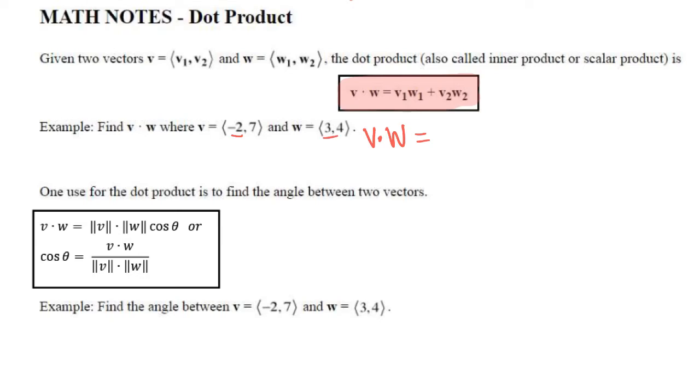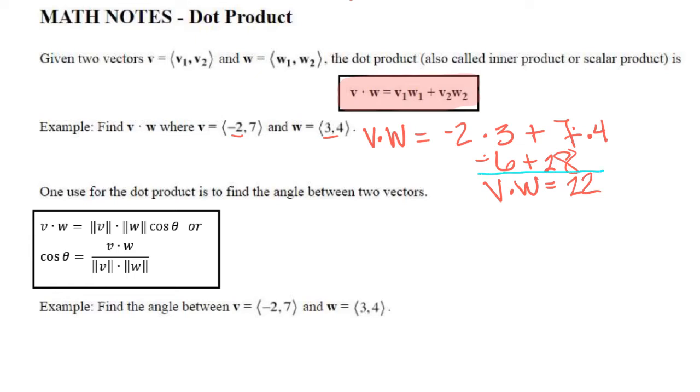We're going to multiply our x components and add to it the product of the y's. So 7 times 4, -2 times 3 is -6, plus 28. So v dot w is 22. So how can we use that with the vectors that we've been studying?